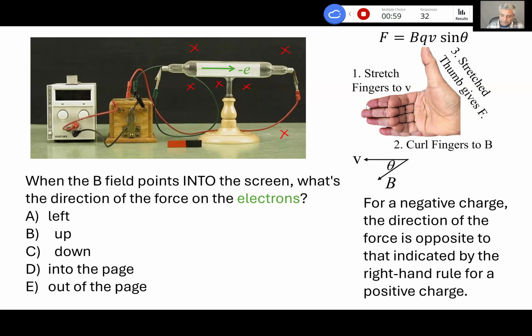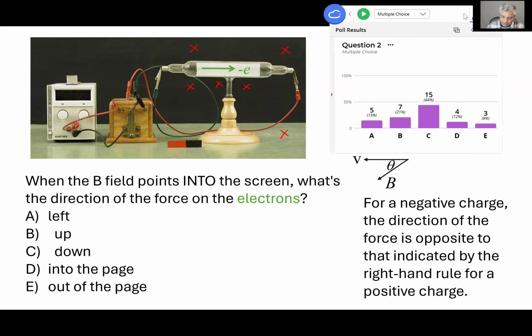Thirty more seconds. And 5 more seconds. 5, 4, 3, 2, 1, and it stops. So let's see what we got in this case. There is a bit more for C.